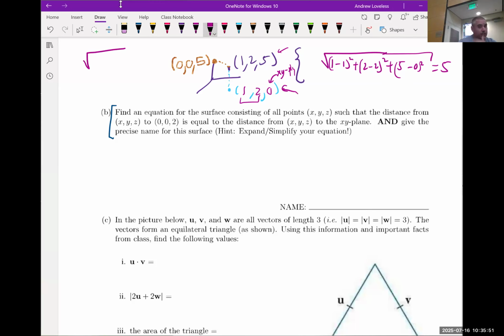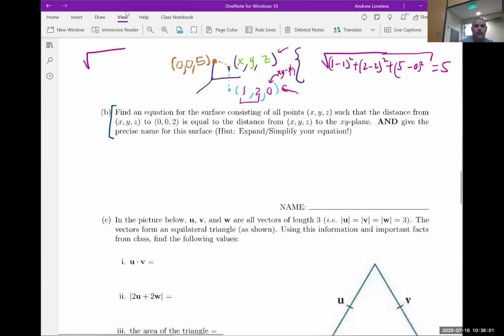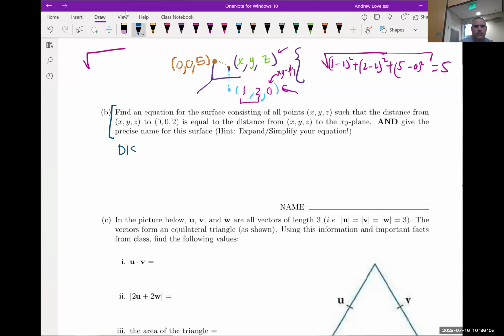So anyways, now what we're actually doing in the problem is we don't know what the numbers are. We're just given the conditions. So if I change this to X, Y, Z, and they give me the following, now let's translate. I want the distance from X, Y, Z to be equal to the distance from X, Y, Z to the plane. And if I was doing this, I wouldn't say XY plane. I would just write down the corresponding point.